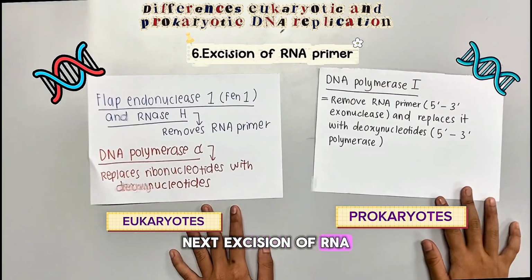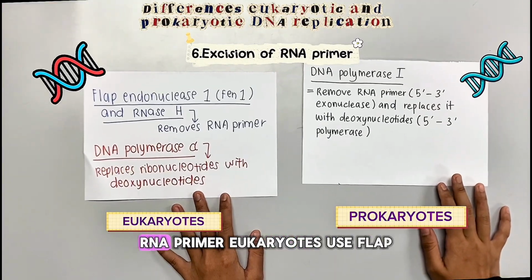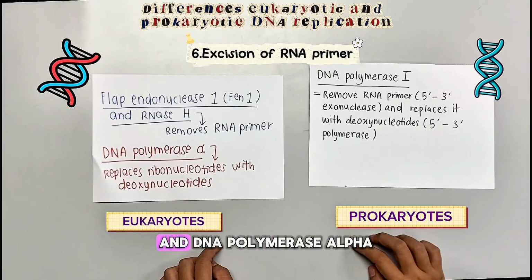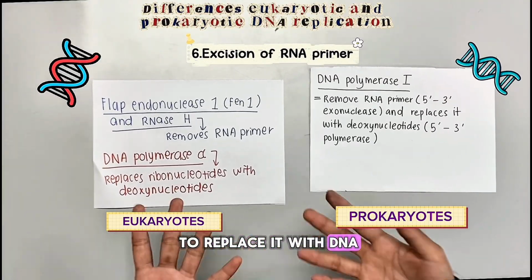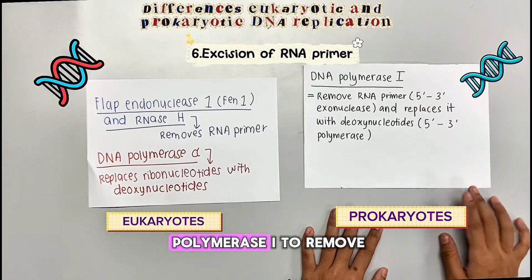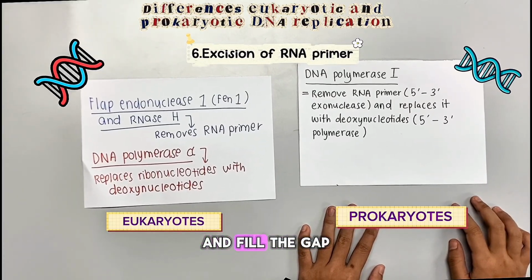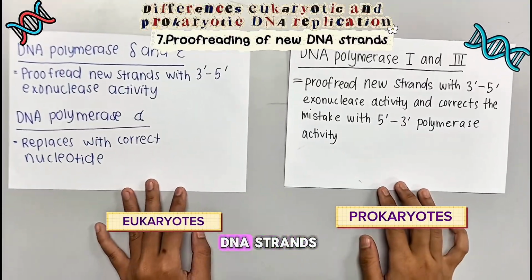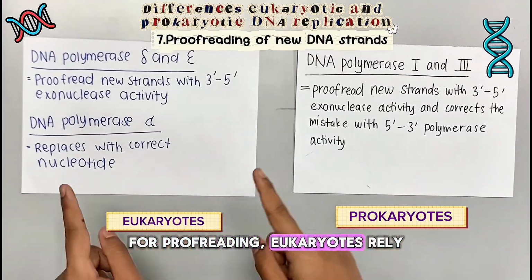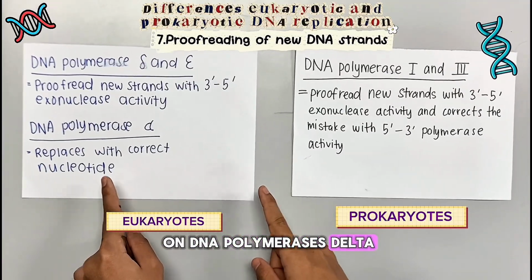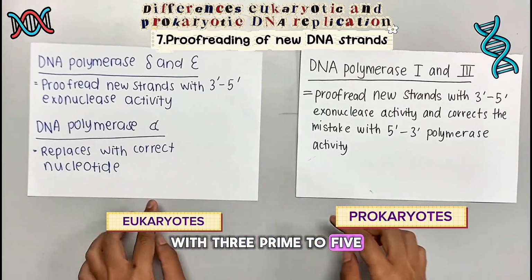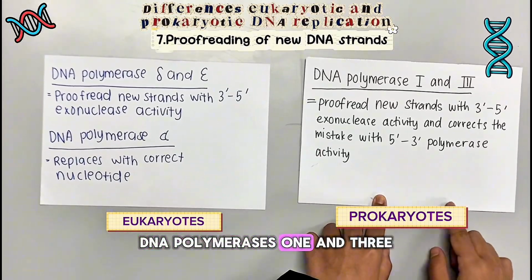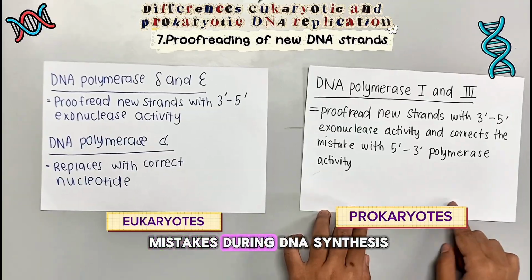Next, excision of the RNA primer. During removal of the RNA primer, eukaryotes use flap endonuclease 1 and RNase H to remove the primer, and DNA polymerase alpha to replace it with DNA, whereas prokaryotes use DNA polymerase I to remove the RNA primer and fill the gap with deoxynucleotides. Then, proofreading of new DNA strands. For proofreading, eukaryotes rely on DNA polymerase delta and epsilon with 3' to 5' exonuclease activity to correct errors, while prokaryotes use DNA polymerase I and III to proofread and fix mistakes during DNA synthesis.